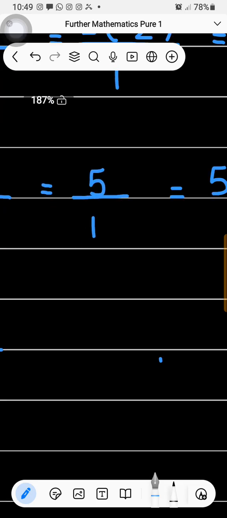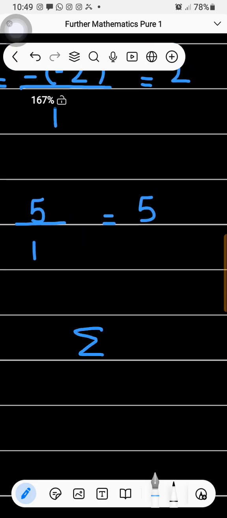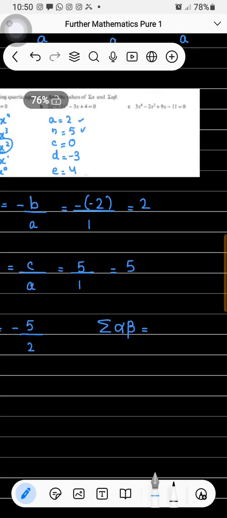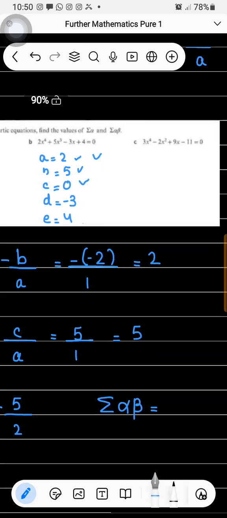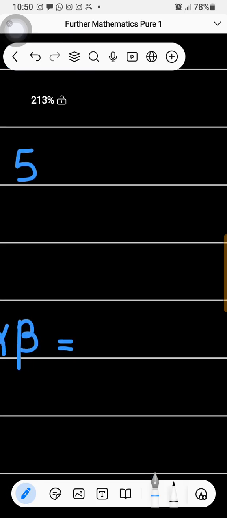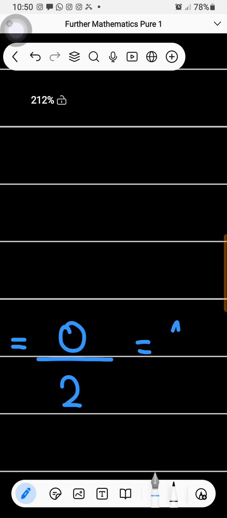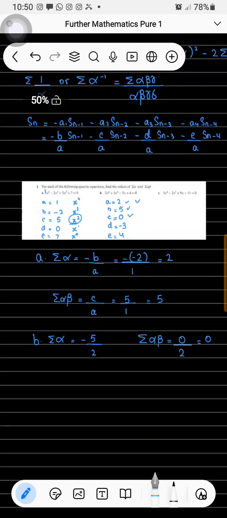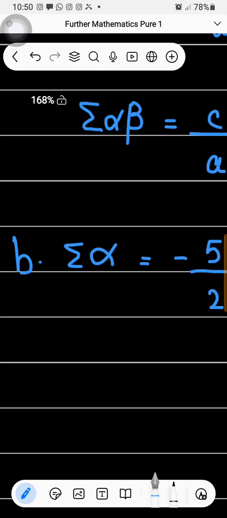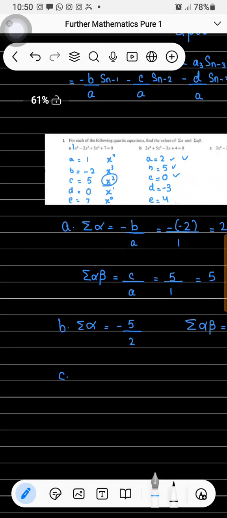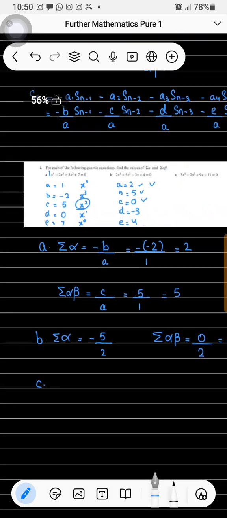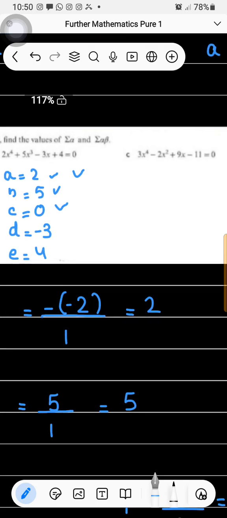So let's write negative 5 upon 2. Then sum of alpha beta. The formula for sum of alpha beta is C upon A, means 0 upon 2. It means the answer will be 0. Now let's do part C. What are we doing in this question? We are just applying the formulas which we had derived earlier. Now for C we will find what is A.